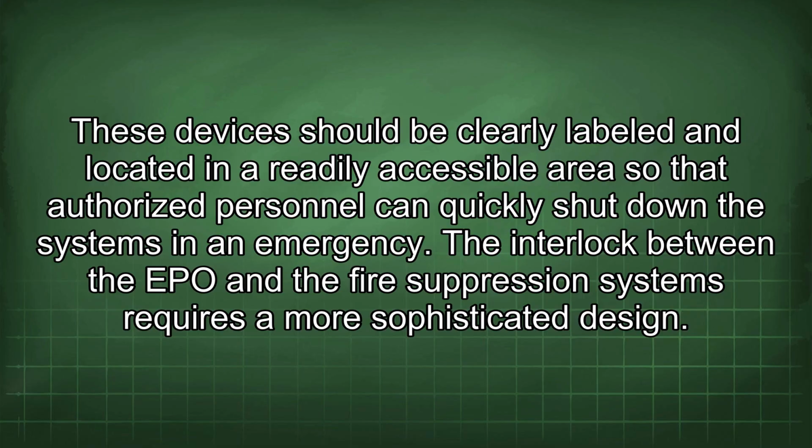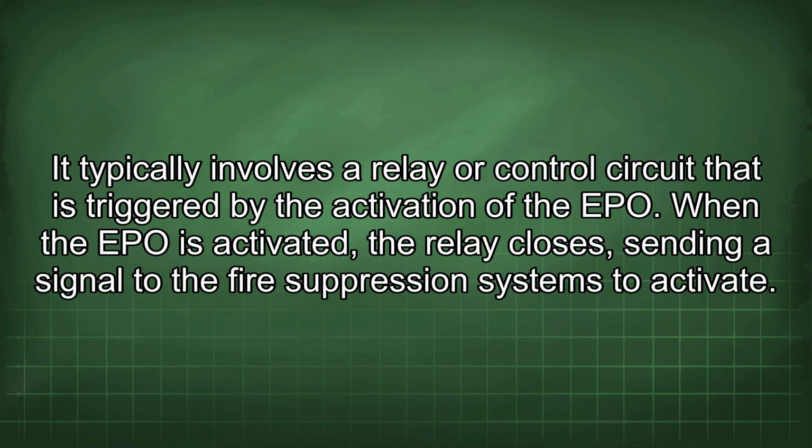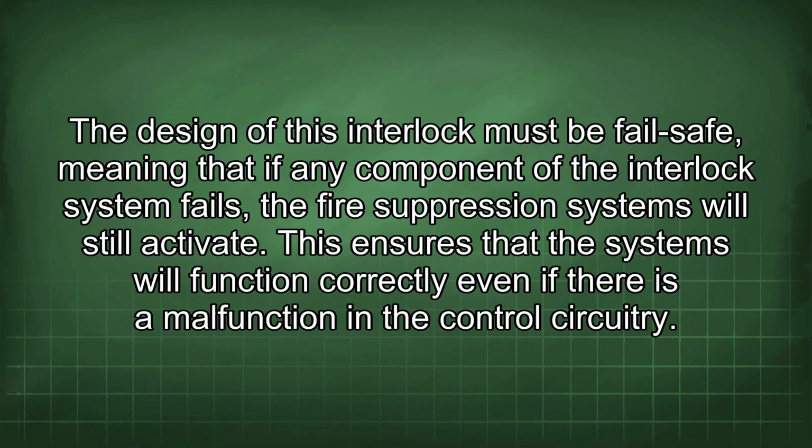The interlock between the EPO and the fire suppression systems requires a more sophisticated design. It typically involves a relay or control circuit that is triggered by the activation of the EPO. When the EPO is activated, the relay closes, sending a signal to the fire suppression systems to activate. The design of this interlock must be fail-safe, meaning that if any component of the interlock system fails, the fire suppression systems will still activate. This ensures that the systems will function correctly even if there is a malfunction in the control circuitry.